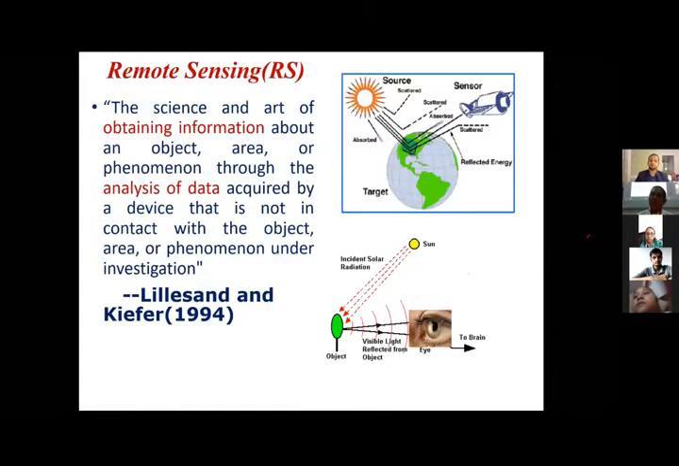Well, the most common and widely known definition of remote sensing is given by Lillesand and Kiefer in 1994, which states that remote sensing is the science and art of obtaining information about an object, area, or phenomenon through the analysis of data acquired by a device which is not in contact with the object, area, or phenomenon under investigation. So now let me quickly explain to you the working principle of remote sensing. If you see the image on the top right, this tells you about the basic principle of how remote sensing works. Mostly for remote sensing, you need to have a source of energy.